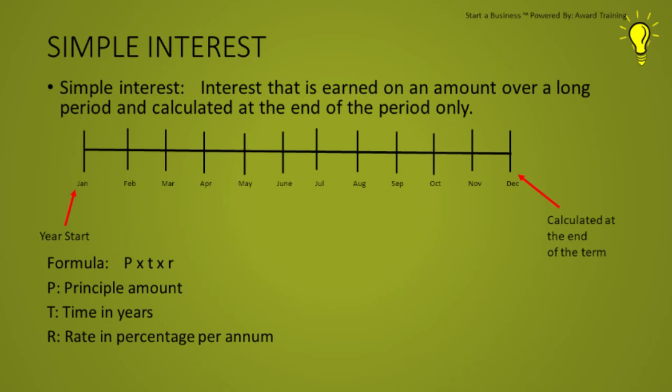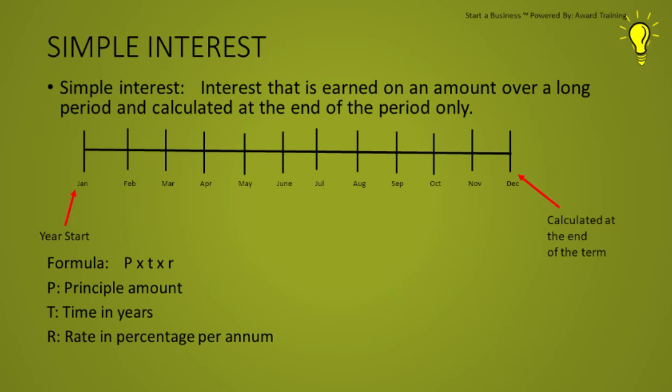So now our topic is simple interest. We define it as the interest that is earned on an amount over a long period and calculated at the end of the period only. So our 12-month period starts in January and ends in December. Our simple interest is then calculated at the end of the year only. So it is accrued or accumulated throughout the year and calculated in December.